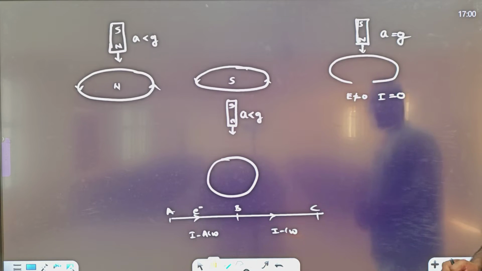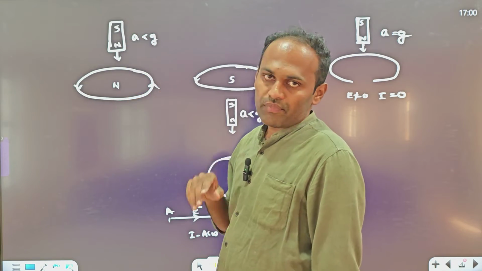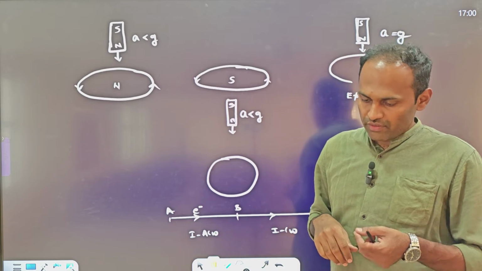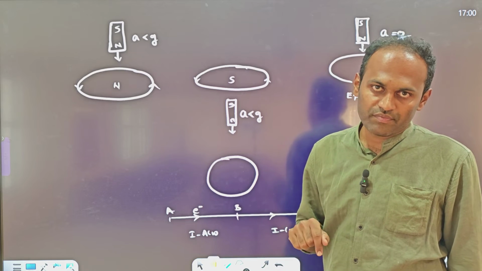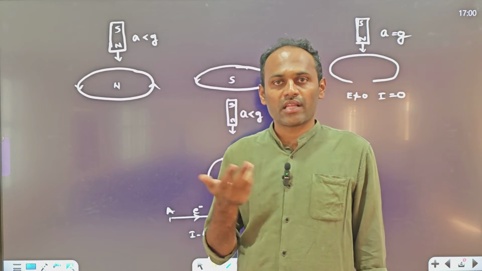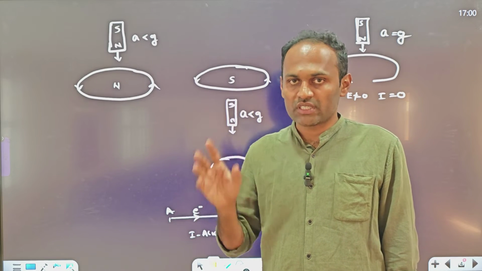Okay. Next, when you drop a bar magnet along the axis of a coil, we drop a bar magnet on the axis of the coil. See, if there is no coil and if you release a magnet, it will fall freely downwards, right? Its velocity keeps increasing, constant acceleration, and its acceleration will be equal to g because it is a freely falling body.